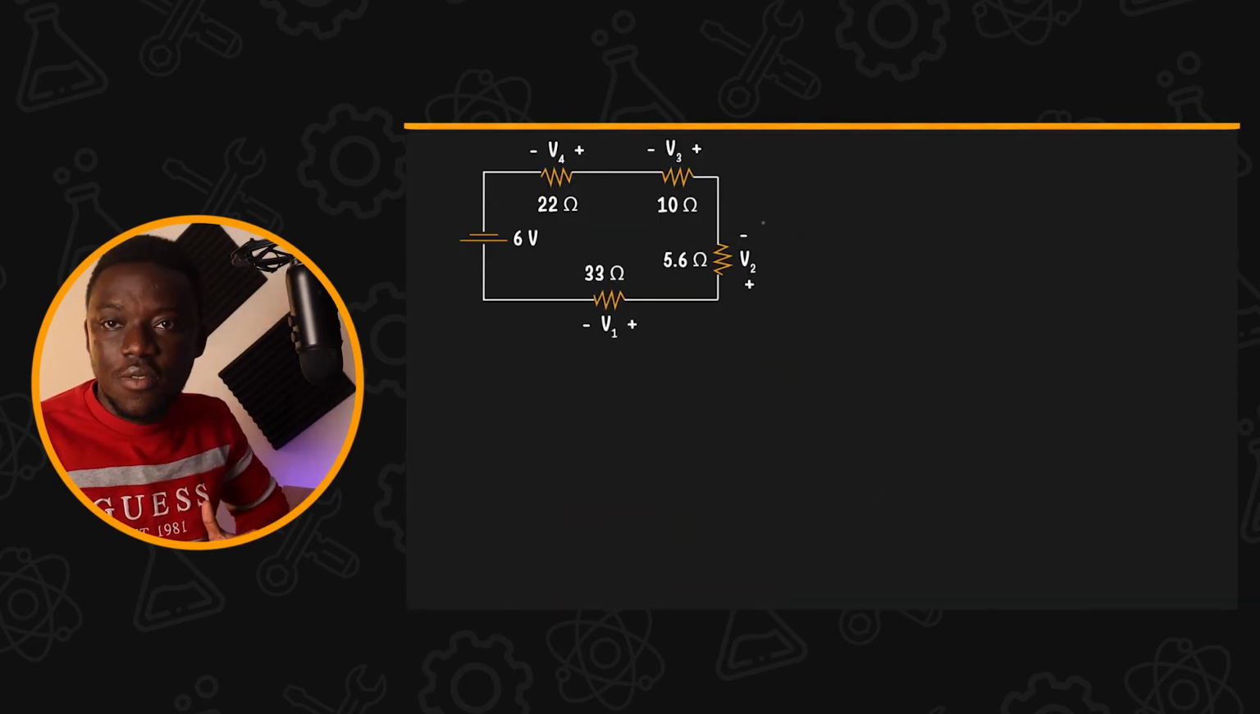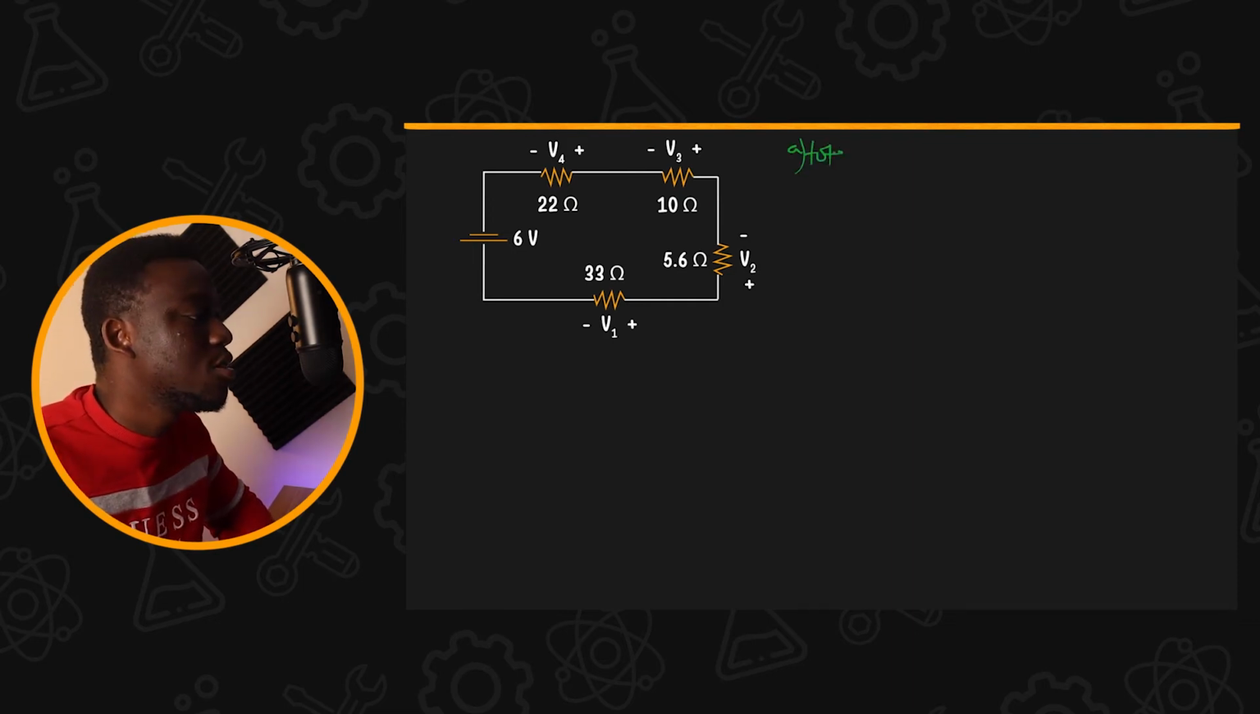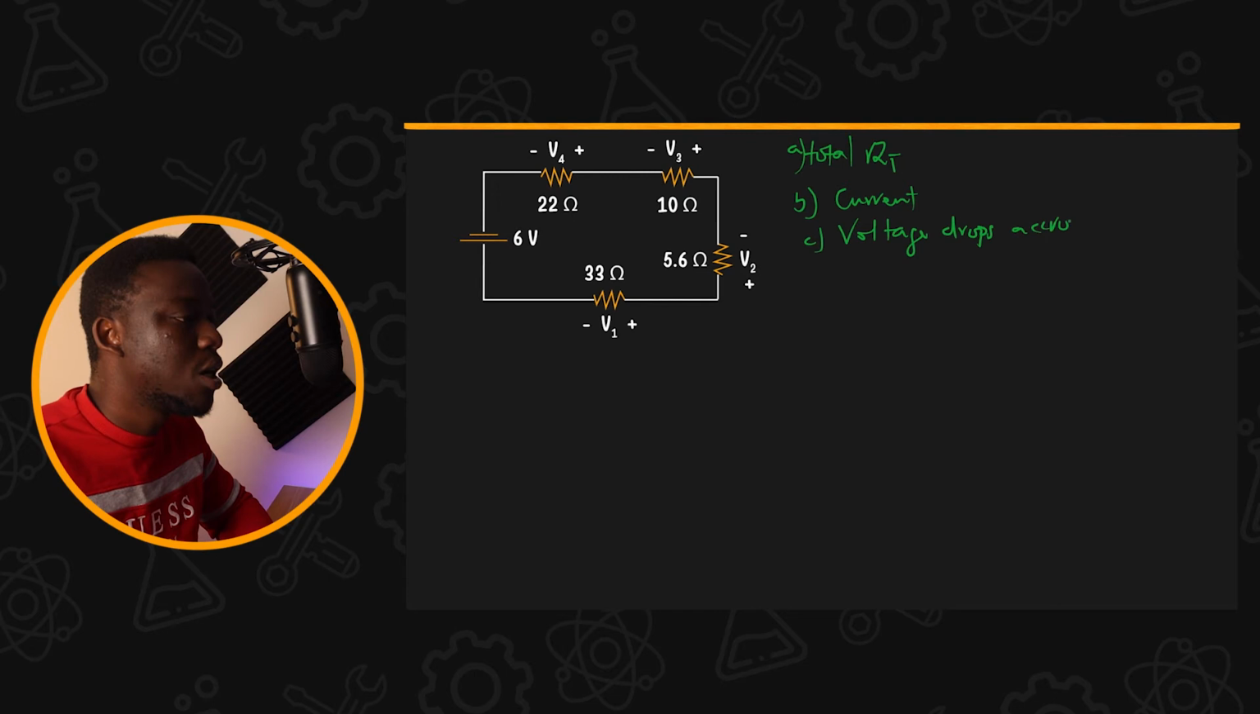Okay, so question 3 is quite challenging. We've been asked to find the total resistance, total RT, and we're also supposed to find the current flowing through this, and then also we're supposed to find the voltage drops across each component. So first of all, to solve for RT, let's just redraw the circuit by then eliminating the voltage source.